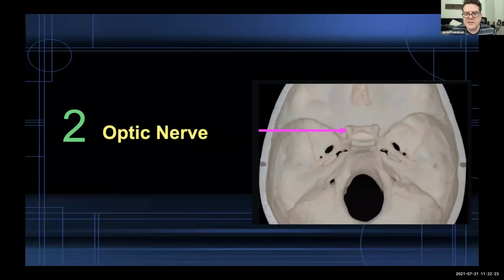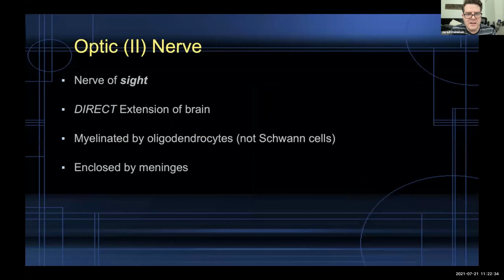Okay, number two, so the optic nerve. So again, the arrow is pointing medial, or towards the midline, right, of the clinoid process, that bone that juts out toward the middle. Next. So it's a nerve site, direct extension of the brain. So just like number one, it's not lined by Schwann cells. You don't get schwannomas of your optic nerve or olfactory bulb. So those two, the first two, are unique in that way. And again, it's enclosed by meninges as it goes through into the orbit with fluid. So the CSF around your brain is really in communication with the fluid around your optic nerves. Next.